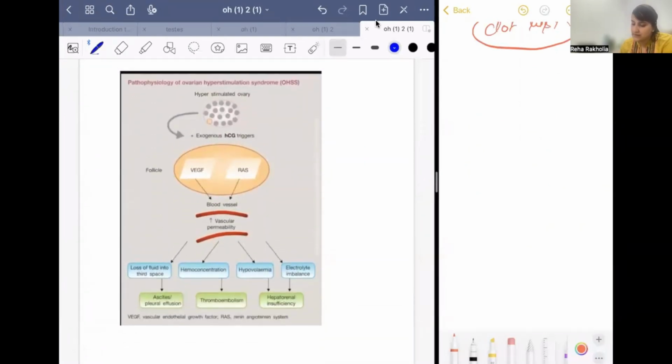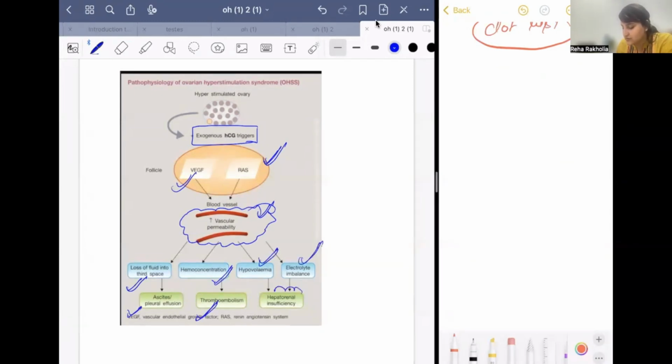Now another diagram explained here. It is talking about the same exogenous HCG acting as a trigger. RAS and VEGF act in the blood vessel, which worsens the OHSS symptoms and increases the vascular permeability. There will be loss of fluid in the third space, that is ascites, pleural effusion. There will be hemoconcentration that will cause thromboembolism. There is hypovolemia and electrolyte imbalance, which will cause hepatorenal insufficiency.